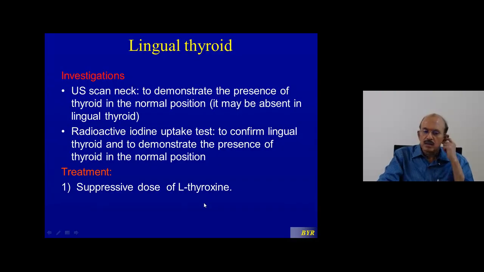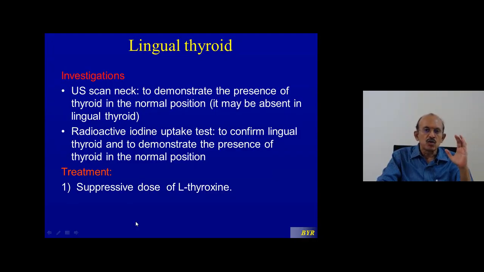Treatment: suppressive dose of L-thyroxine. If you give a suppressive dose, it means the normal daily requirement. That means about 100 to 125 micrograms per day. That varies with the age of the patient, and also depends upon the build of the patient. So you give an approximate dose of 100 micrograms or 125 micrograms. If it is a child, you give a lesser dose.